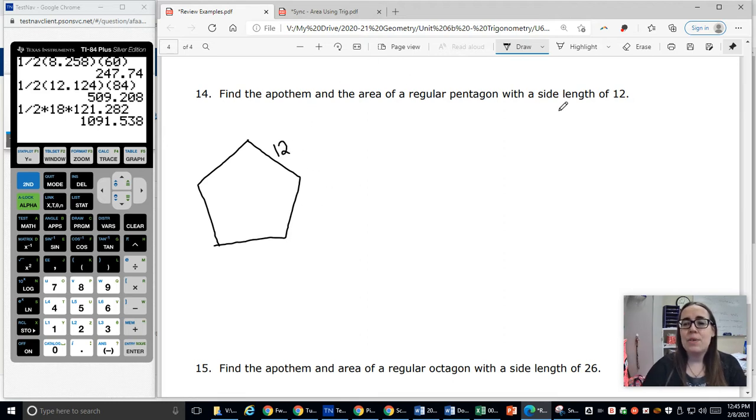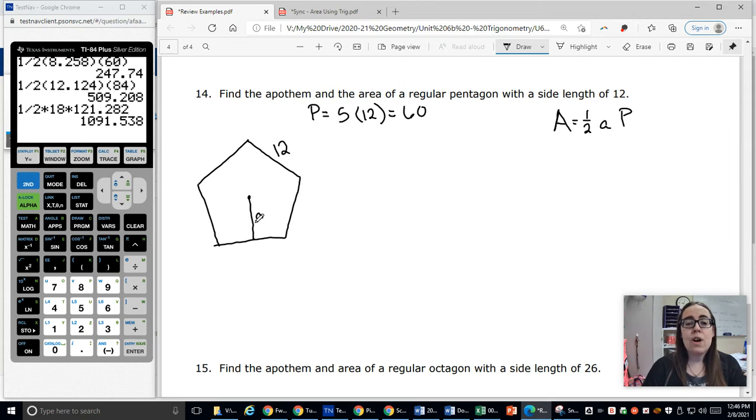Okay, I note in order to find the area, I'm going to be doing 1/2 the little a, the apothem, times the perimeter. The perimeter I can already find because I have 5 sides and they're each 12, so 5 times 12. My perimeter is going to be 60. So I already know that. I just need to find my apothem.